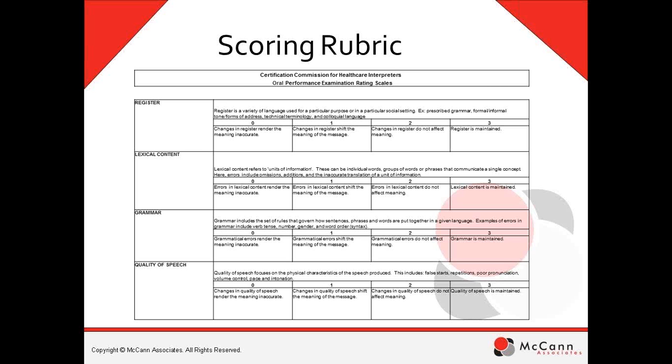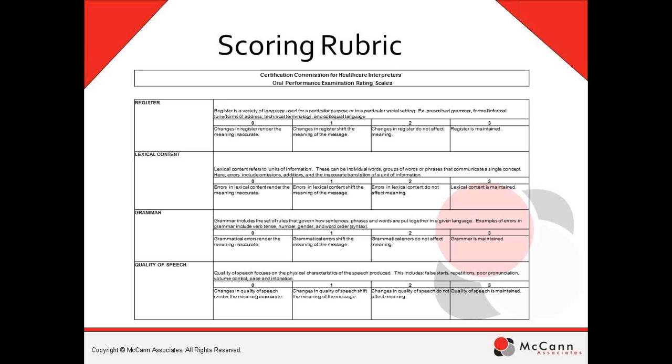In the grammar domain, score point of 0 means that errors can render the meaning inaccurate. Score point of 1 means that grammatical errors can shift the meaning of the message. Score point of 2 means that grammar errors do not affect meaning. And finally, score point of 3 means that grammar is maintained.